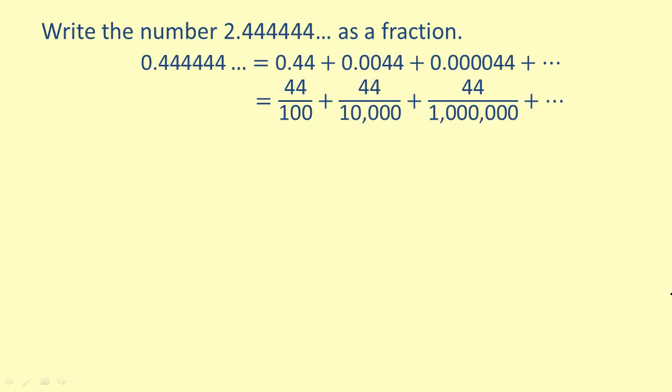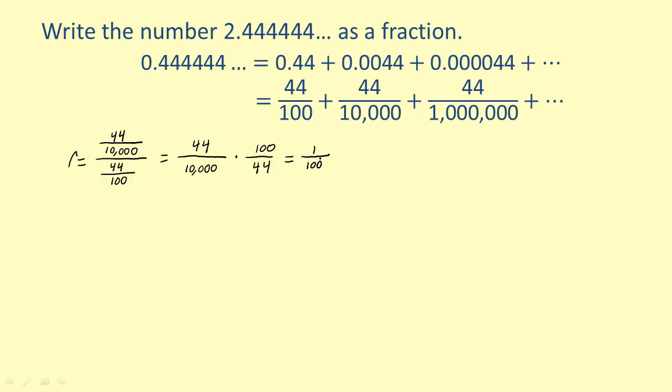To do this, we can divide any two successive terms. Let's take 44 over 10,000 all over the quantity 44 over 100. Since we're dividing by a fraction, we can rewrite this expression in terms of multiplication by using the reciprocal of the denominator. This will give us 44 over 10,000 times 100 over 44. We can now reduce the fraction to give us 1 over 100. This is our r value.